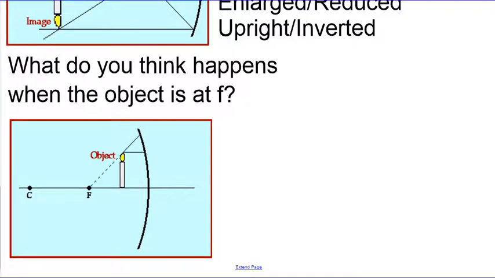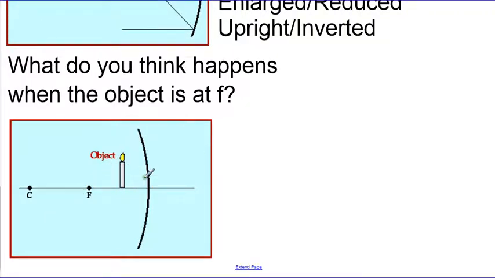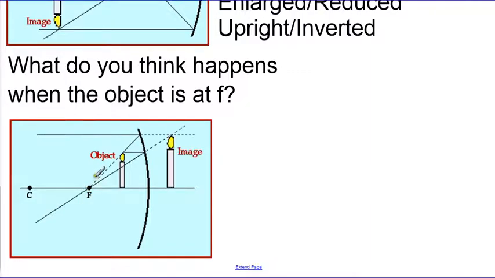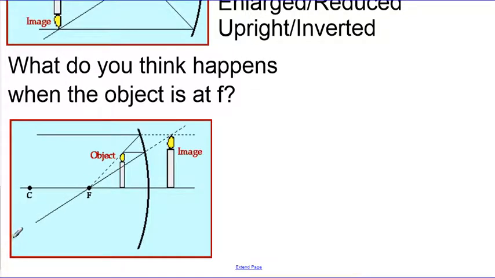Another special case here is when the object is in front of the focal point, or between the focal point and the vertex, or focal point and the mirror. The principles are the same, but it looks a little bit different. So in this case, we have our parallel light ray. When it hits the mirror, it goes through the focal point, and that one makes sense.